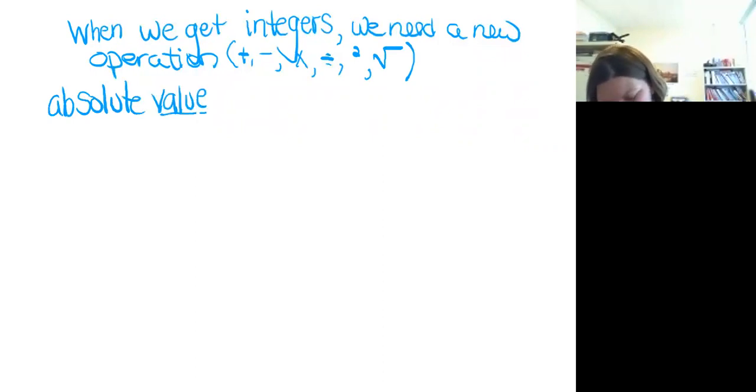Now, I'll tell you what the definition of absolute value is, but bear with me, because it's actually a really, really simple operation. So absolute value is defined as a number's distance from zero on the number line.